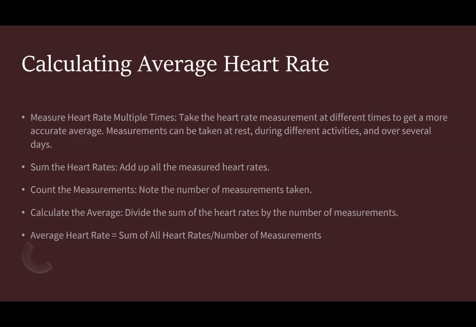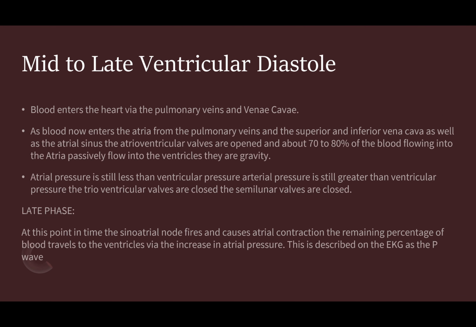Right, so now let's talk about what is happening. We start with mid to late ventricular diastole. The blood enters the heart via the pulmonary veins and venae cavae, whether it be superior or inferior vena cava, and we also have the coronary sinus. So we have those three things. As blood enters the atria from the pulmonary veins, the superior and inferior vena cava, as well as the coronary sinus, the atrioventricular valves are open.